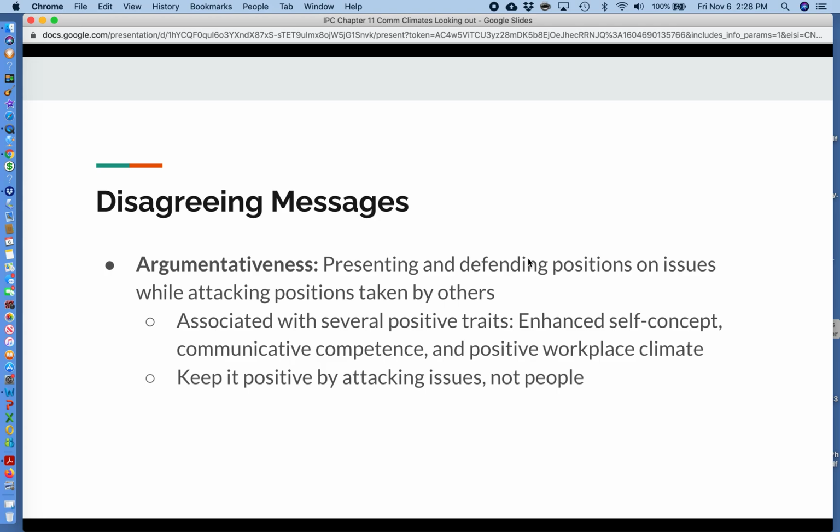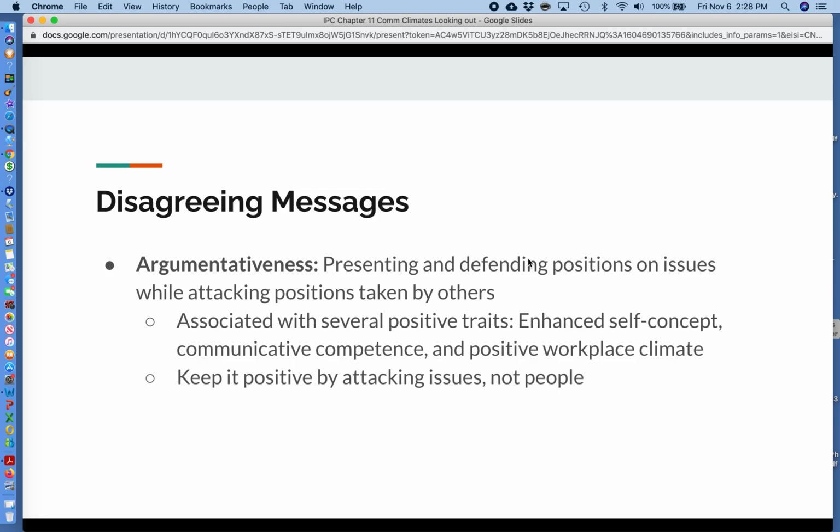Now, the other thing we need to talk about here is argumentativeness. This is presenting and defending positions on issues while attacking the positions taken by others. So this is arguing, right? Now, a lot of people assume that arguing in a relationship is automatically bad, and it's not. Indeed, we know that argumentativeness is associated with a number of positive traits. People who argue usually have an enhanced self-concept, so they're confident in who they are. Oftentimes they demonstrate competence in communicating, so they're effective communicators.